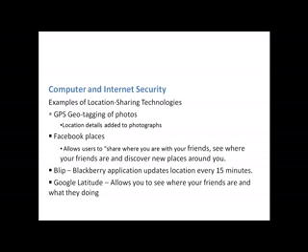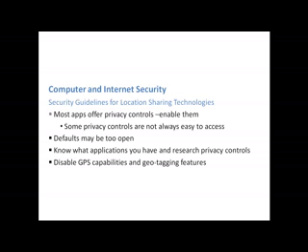Google Latitude allows you to see where your friends are and what they are doing. So these are some examples of location sharing technology: GPS, geotagging of photos, Facebook Places, Blip, BlackBerry application, and Google Latitude. Most apps offer privacy control. Enable them. Some privacy controls are not always easy to access.